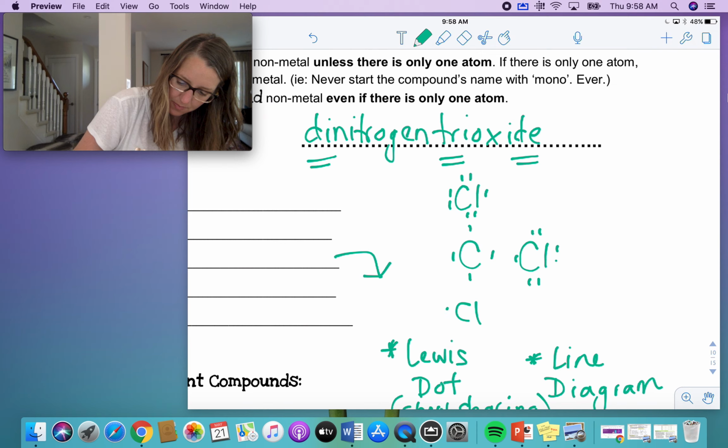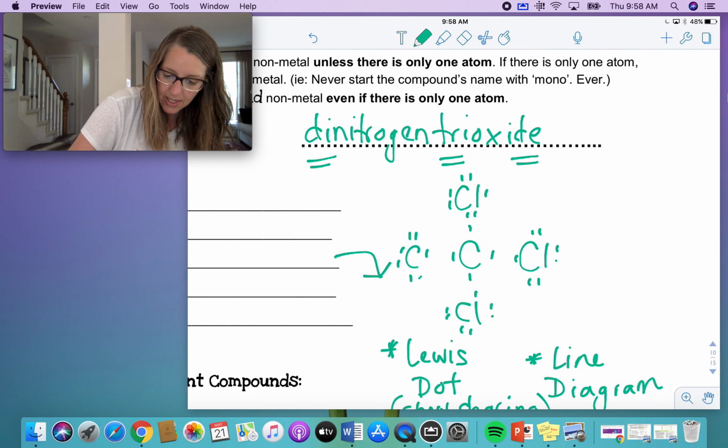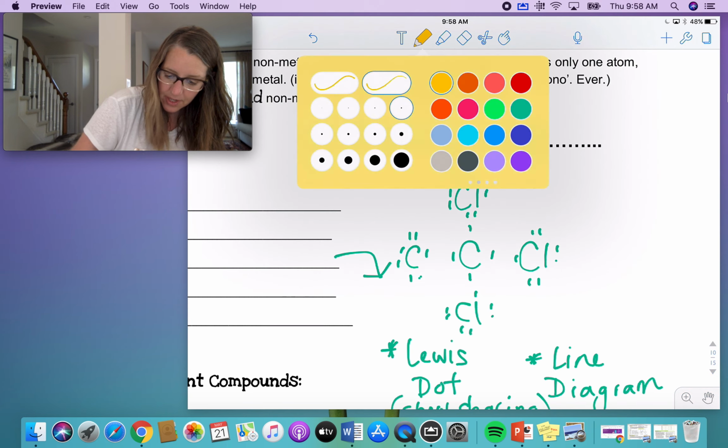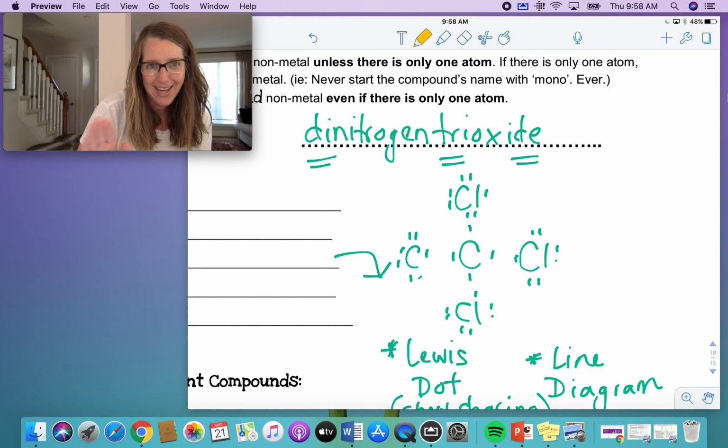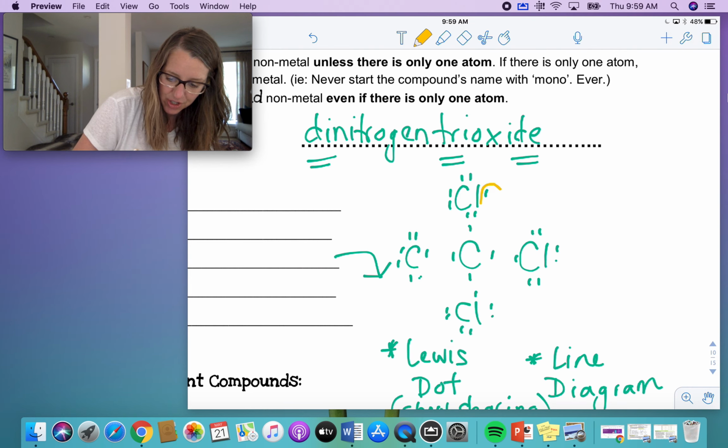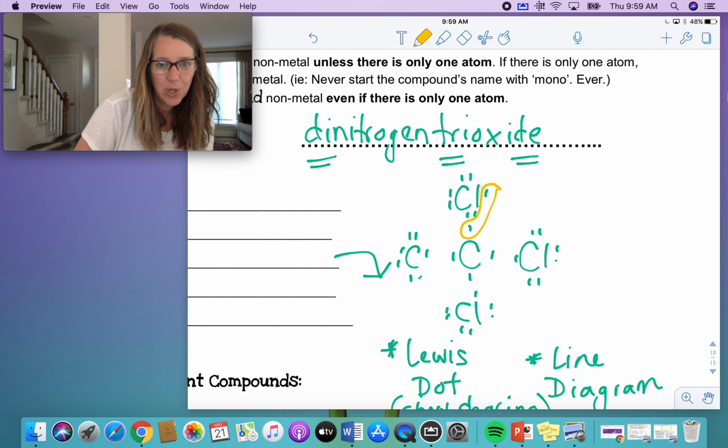Okay, the chlorine in this compound is going to be covalently bonded to the carbon. So I'm not showing any charging. Again, that's for ionic. Okay, the rules for covalent: you show a circle. That's how you show your work. Okay, that shared pair of electrons.